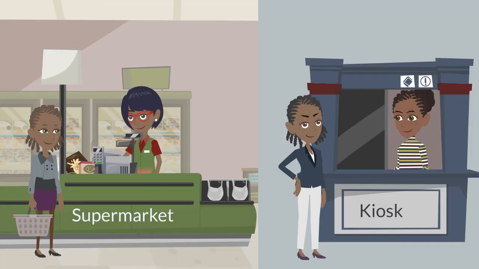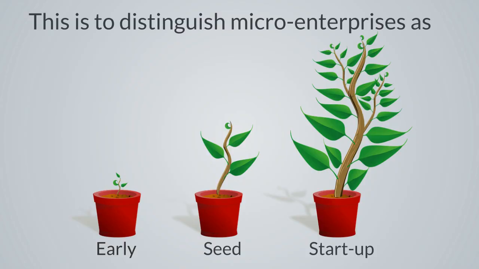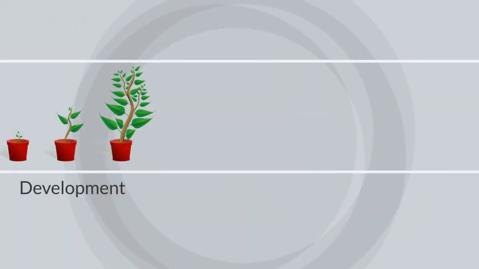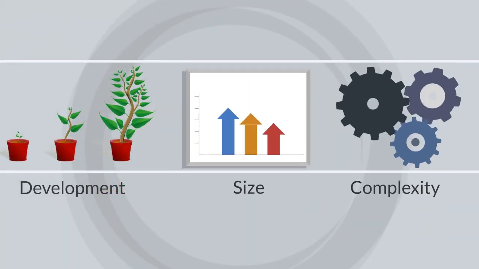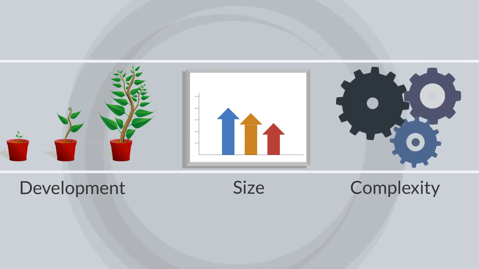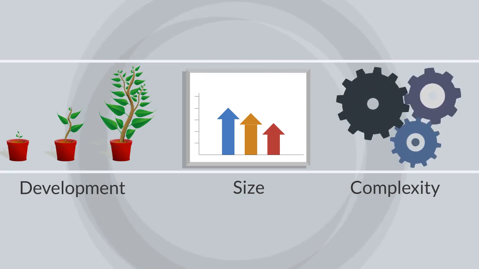Other criteria used to define an SME is the development phase or age of the business. This is in order to distinguish micro enterprises as early, seed, or startup phase. Definitions on this basis use the logic that companies usually require different financial products and services depending on their development, size, and complexity. With the above in mind, it is possible that everyone will have a different definition of an SME.